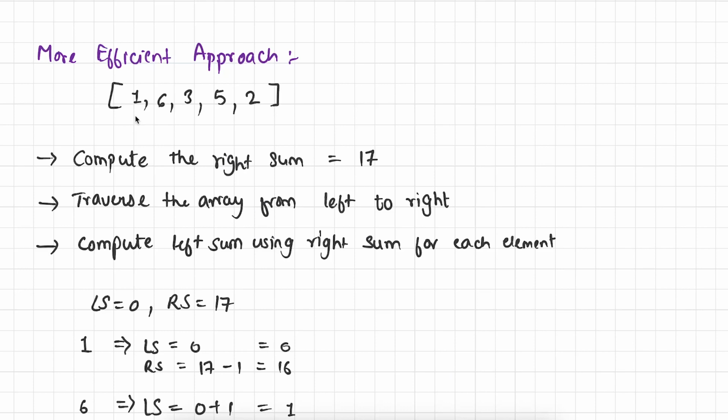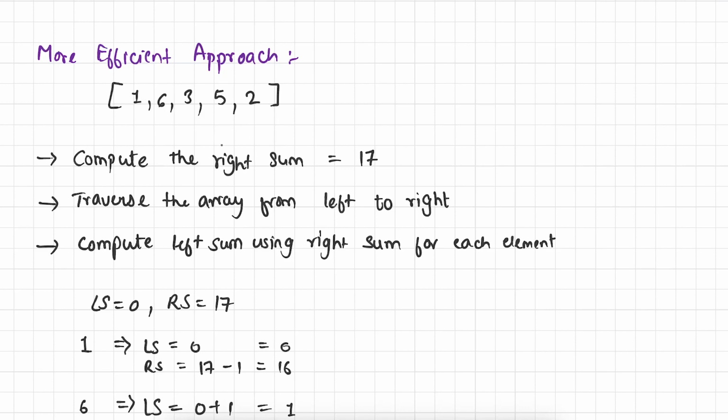Let me show you. So let's consider this element 1. We know that the left sum of this element is 0 because there are no elements present to the left of it. And we know that the right sum is 17. So how to compute the right sum of this element? It's really simple. We just have to do 17 minus 1, that is equal to 16. And 16 is going to be its right sum. As simple as that. And what about 6? We again take the previous right sum, that is 16, and subtract 6 from it. We get 10, and this is going to be the right sum of 6. And this is how we are going to compute right sum for each element.